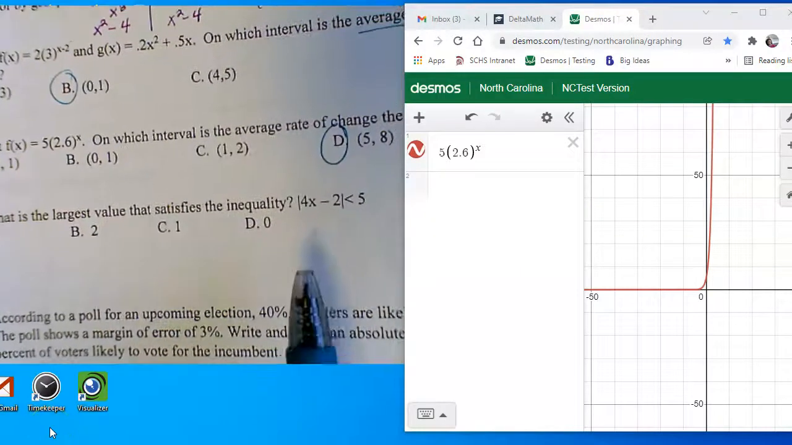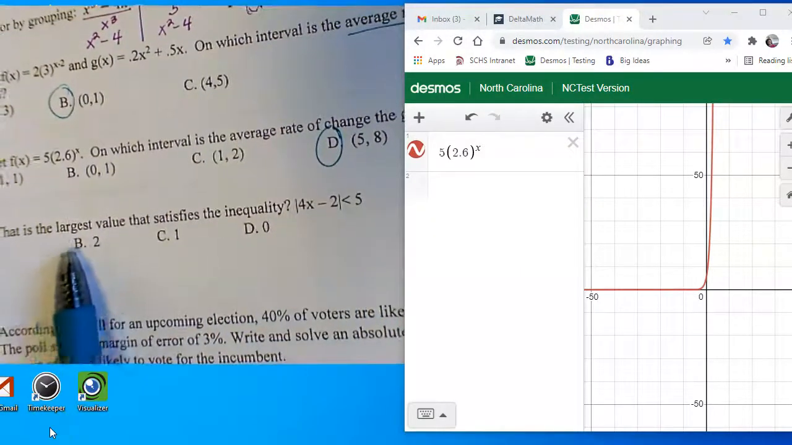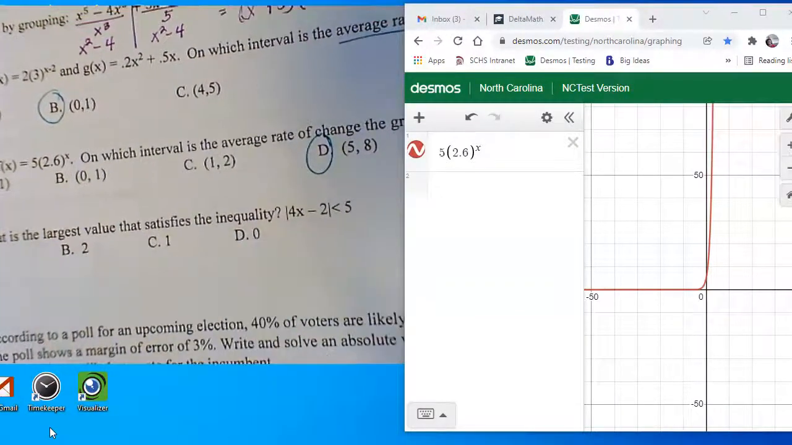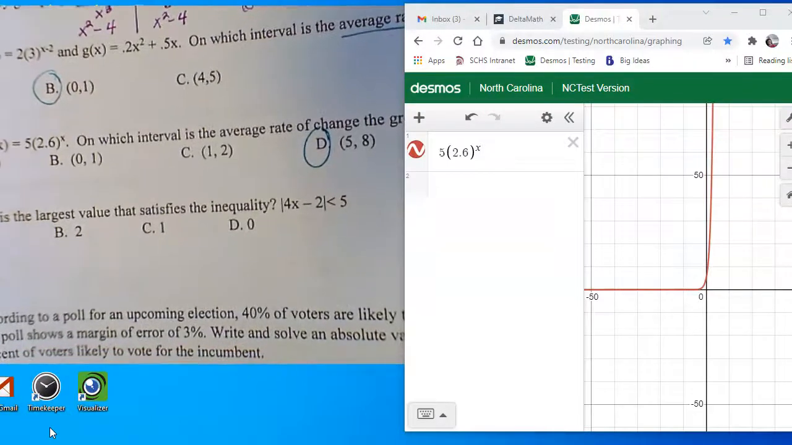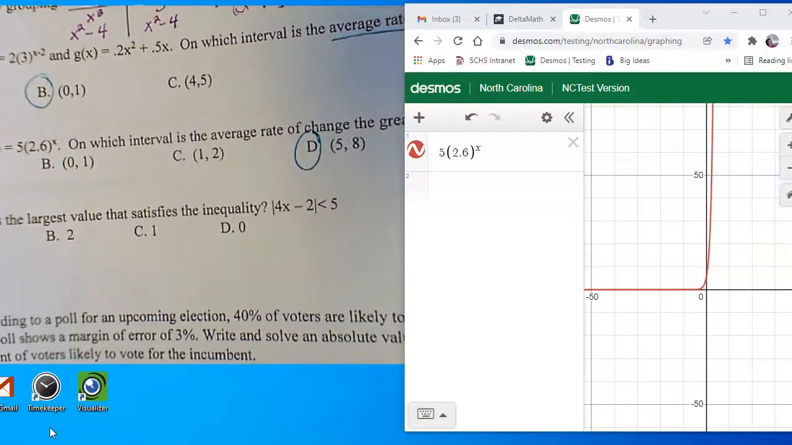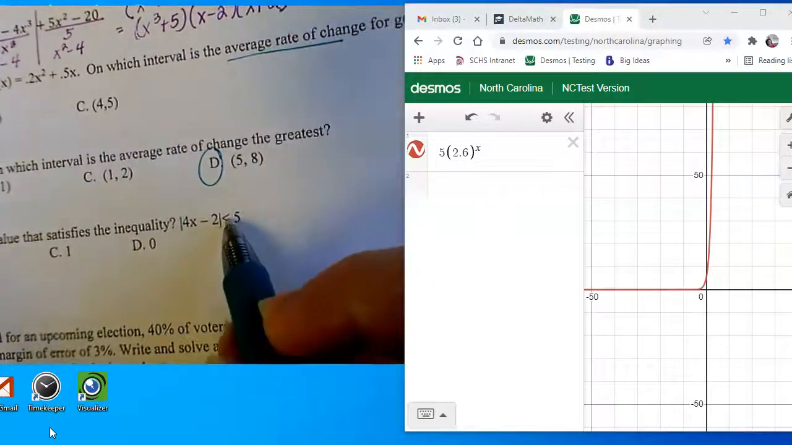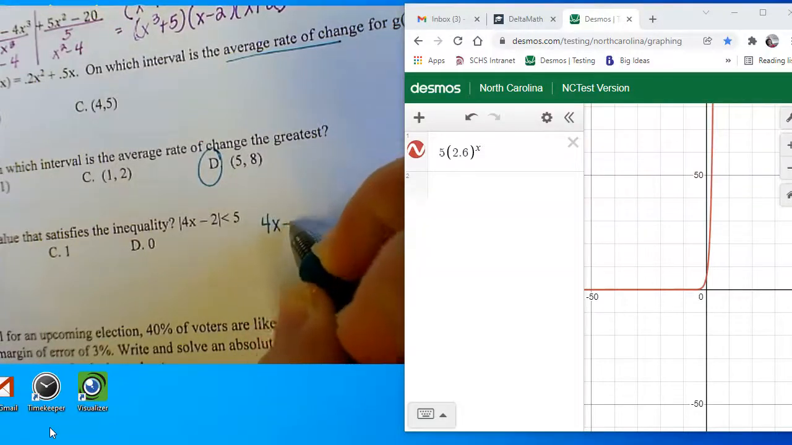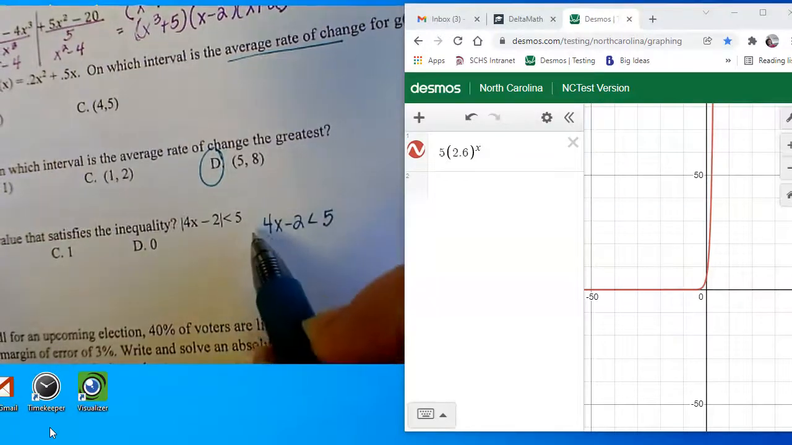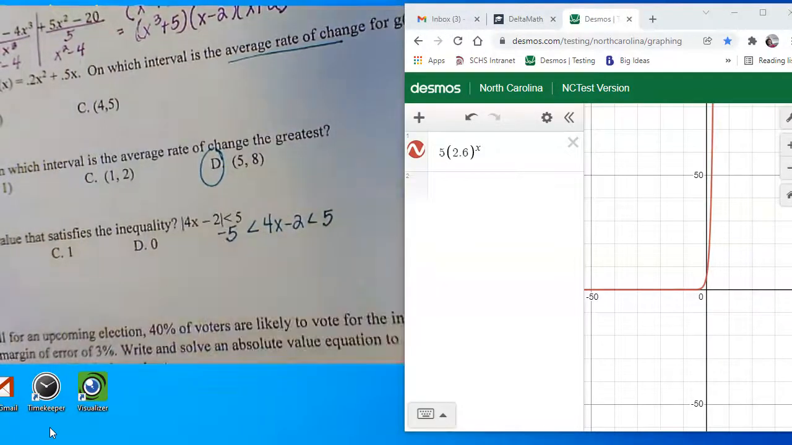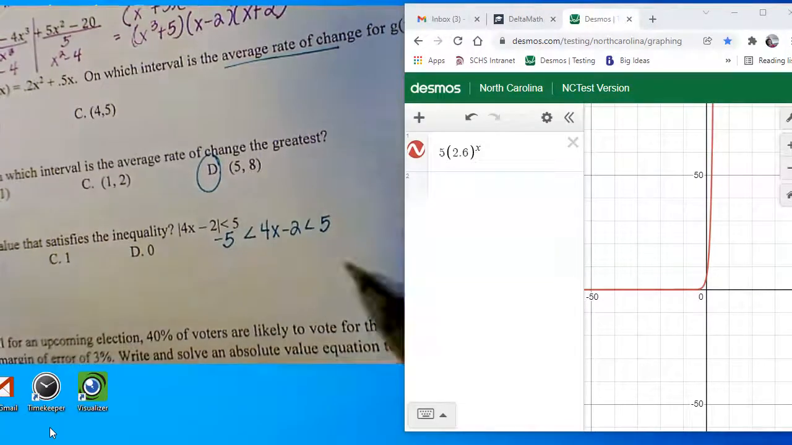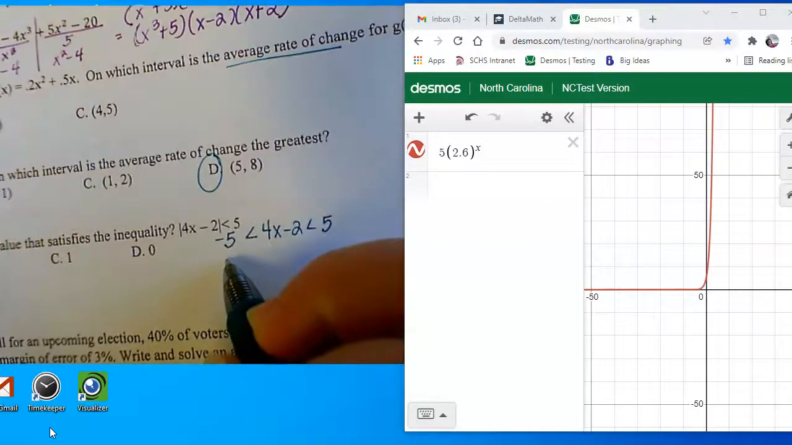Okay, next is an absolute value type graph. And they want us to find the largest value that satisfies the inequality. I can show you real quick that you can graph that on Desmos and probably figure it out. If you ever have to solve this, just wanted to remind you, whenever it's less than, what you do is you write it without the absolute value, and then you put less than -5 on the other side, and then you solve it. So you add 2 everywhere.